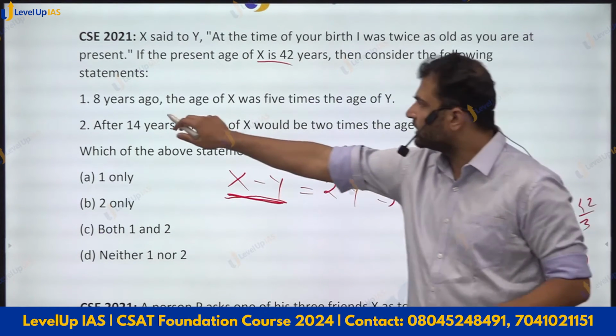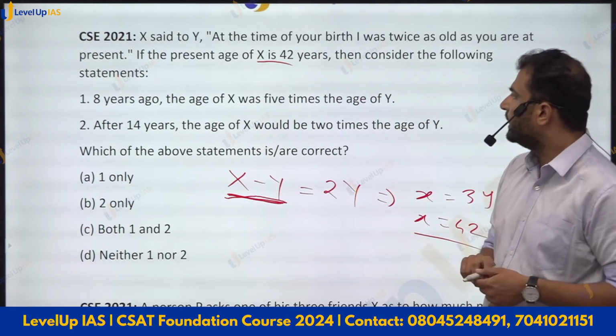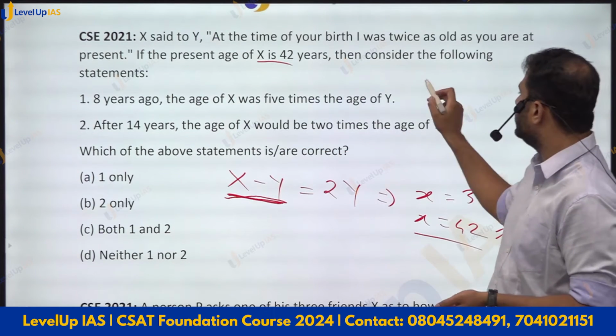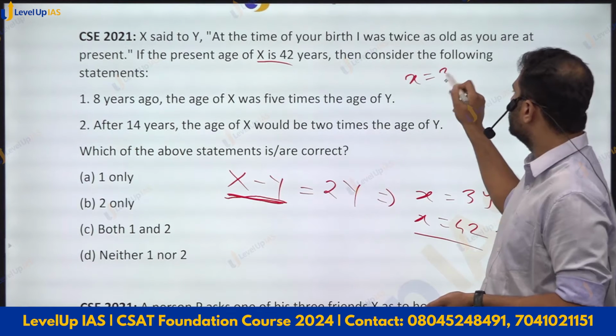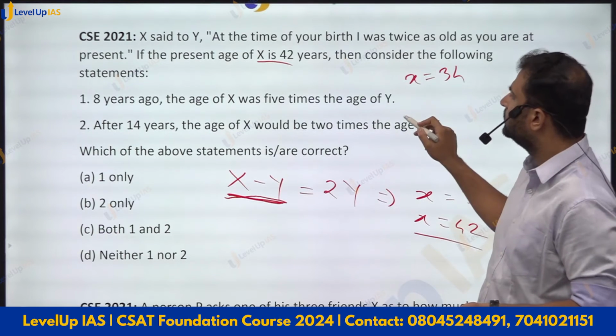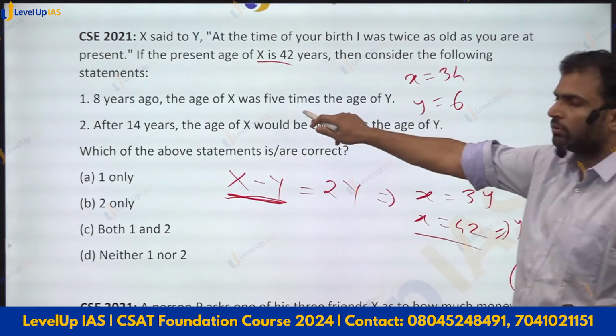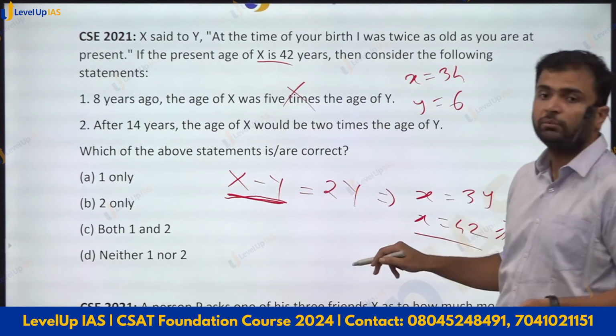First statement: 8 years ago the age of X was 5 times that of Y. So 8 years ago, what was the age of X? Today it is 42. So 8 years ago X is equal to 34 and Y, 8 years ago, was 6. So is it 5 times? No. So the first statement is wrong.